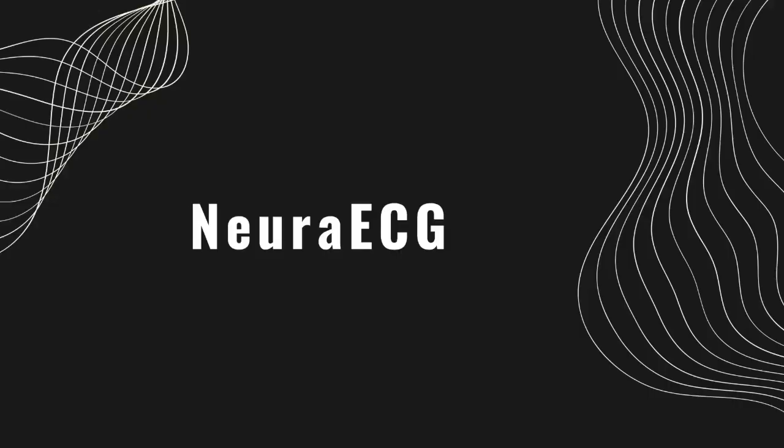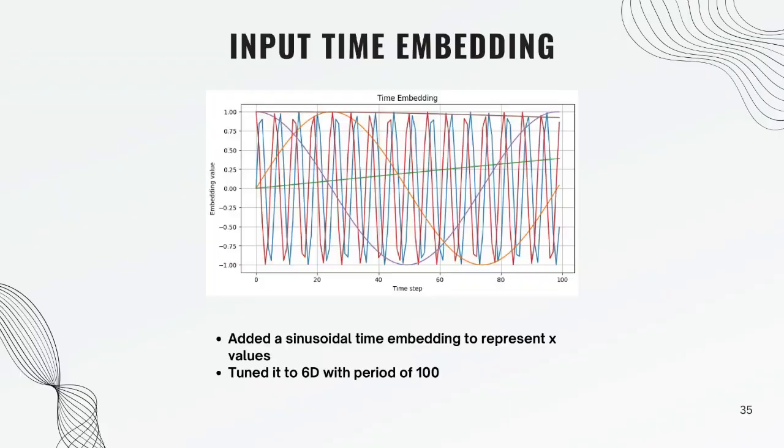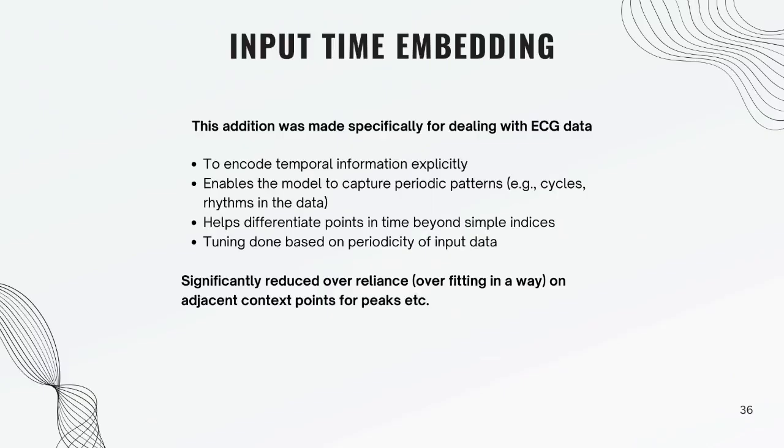We then created NeurECG, our final model combining ANP with time-aware embeddings. We used sinusoidal time embeddings, tuned to match ECG rhythms and temporal cycles. This helped encode periodicity and reduced overfitting to nearby context.